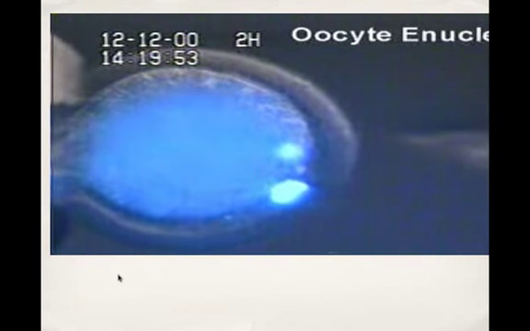Oocyte enucleation is the removal of the oocyte's endogenous chromosomes using a DNA stain to first localize the genetic material and a glass pipette for its removal.